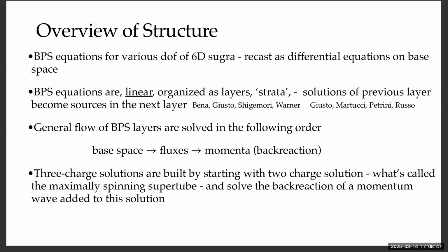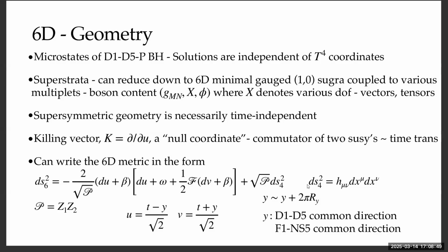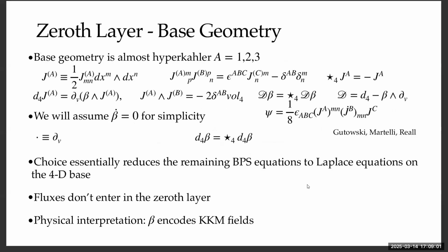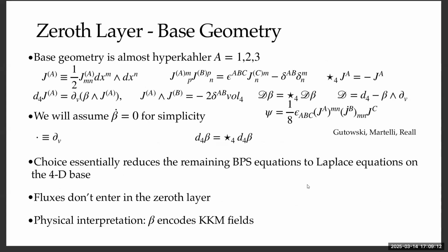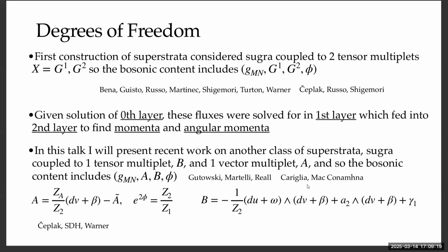The circle direction is encoded in this V. That's right. It's Y. So that's T minus Y, T plus Y. And the dilaton is trivial at the zeroth layer. Not trivial, because at the zeroth layer we don't say anything about the dilaton yet. The dilaton hasn't come in yet. Okay. It will come in.